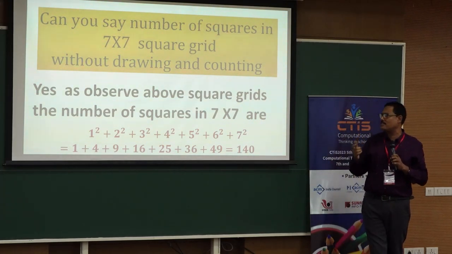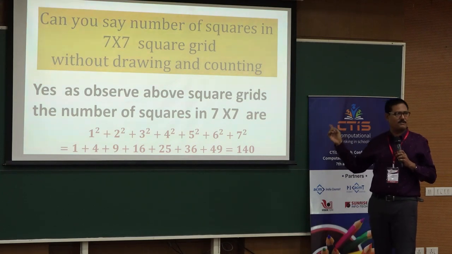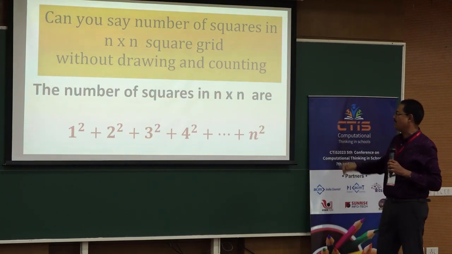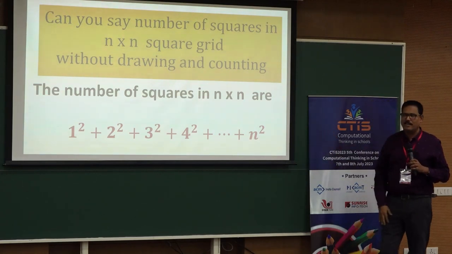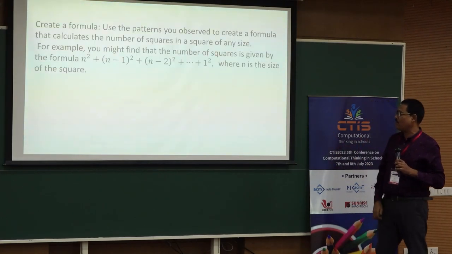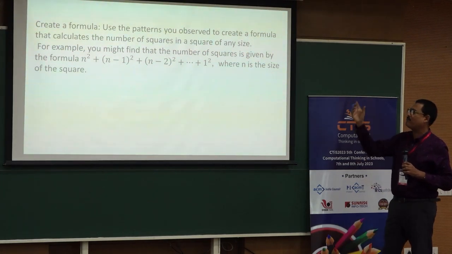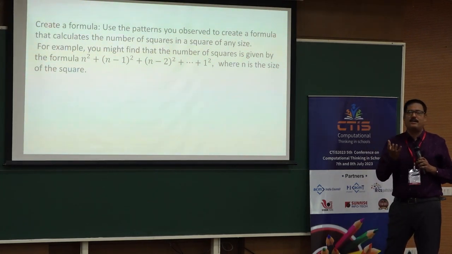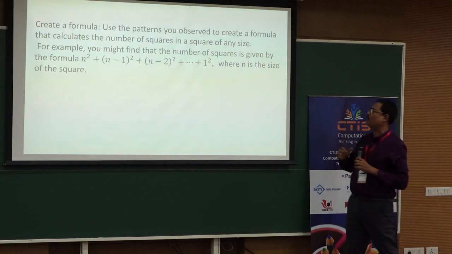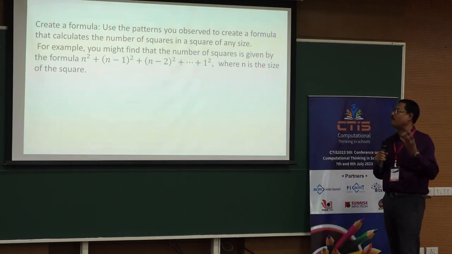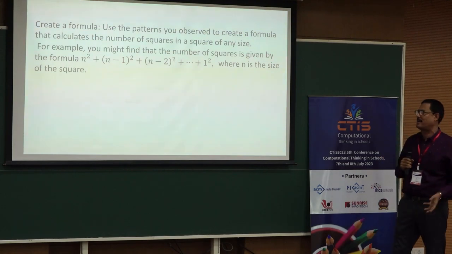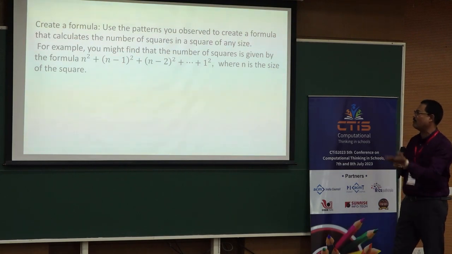Now I ask the students, can it apply to an n by n square grid? Yes, that is 1² + 2² + 3² + 4² + ... + n². So create a formula after observation. Using the patterns you observe, create a formula that calculates the number of squares in a square of any size, starting from 1 square up to n².